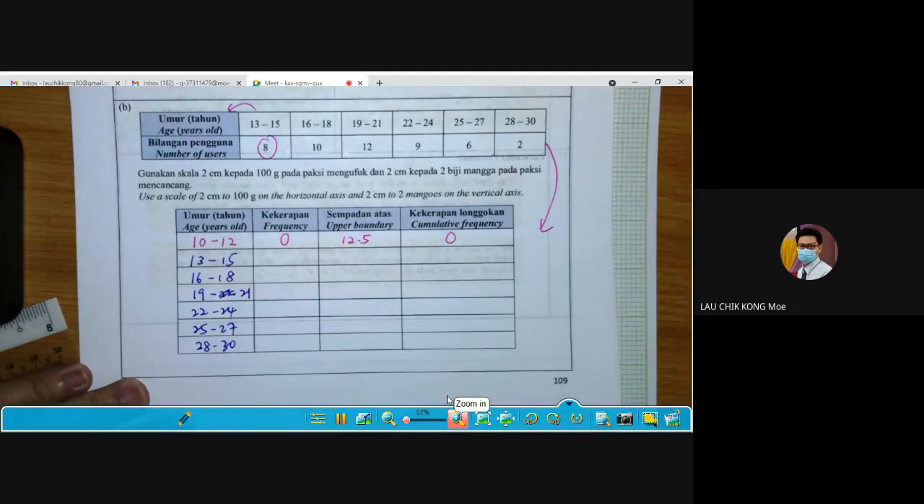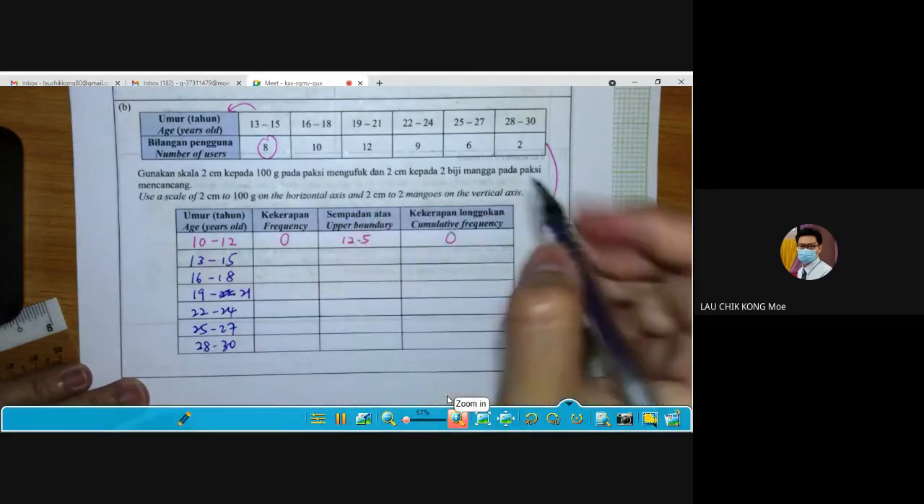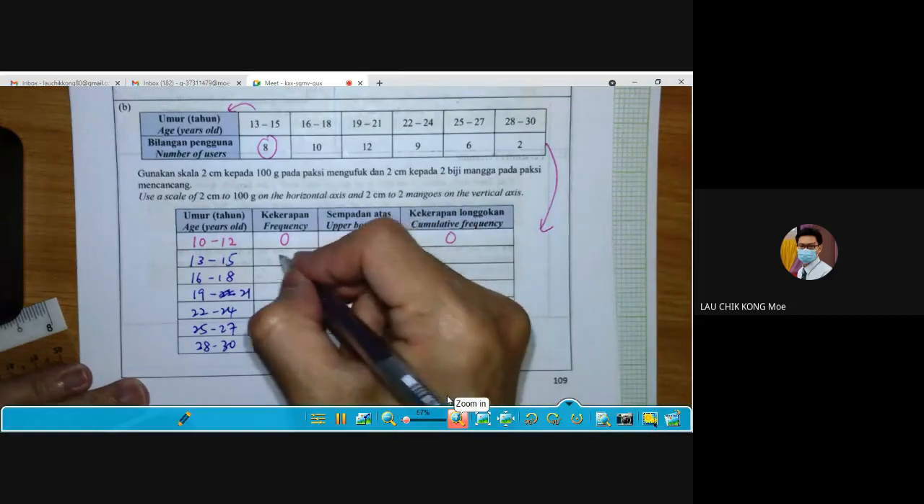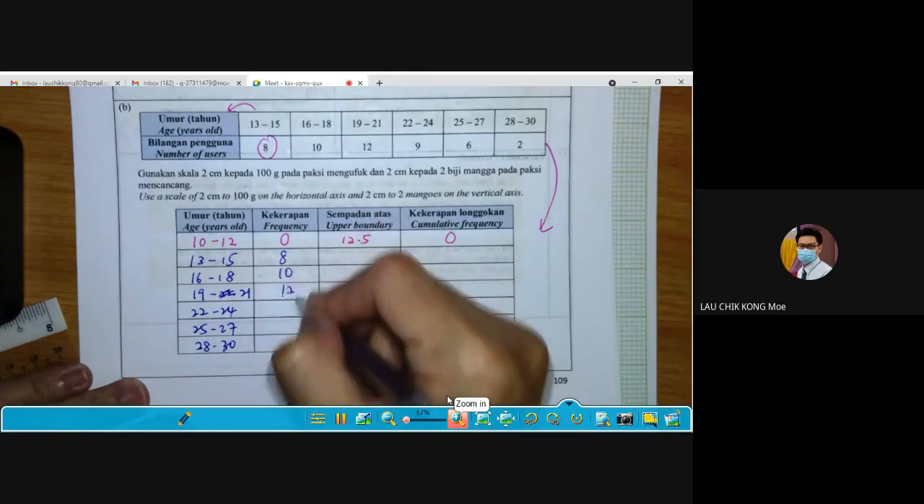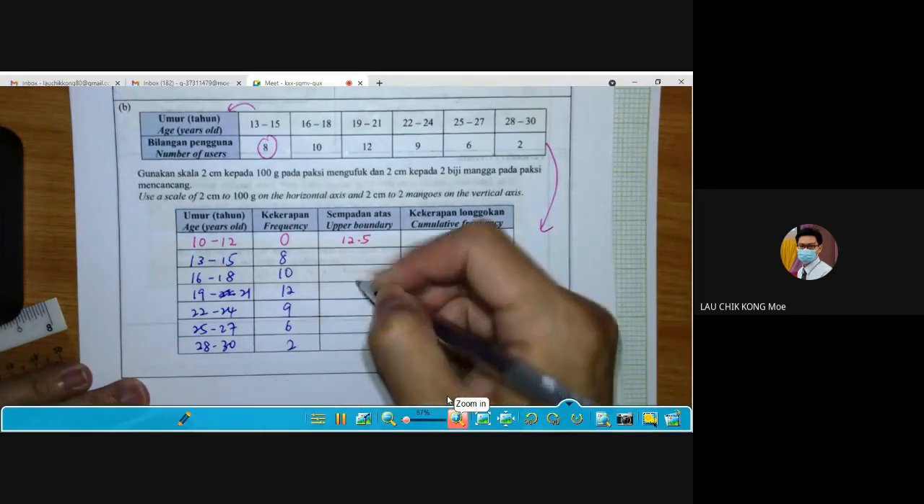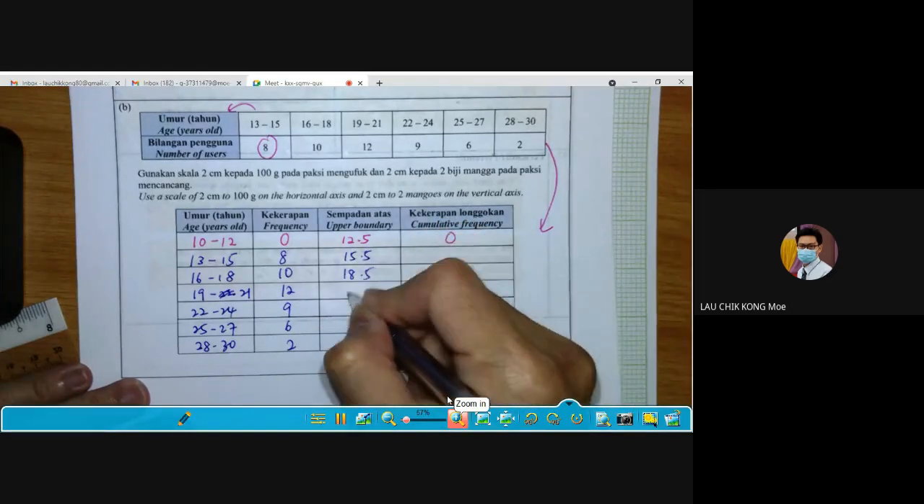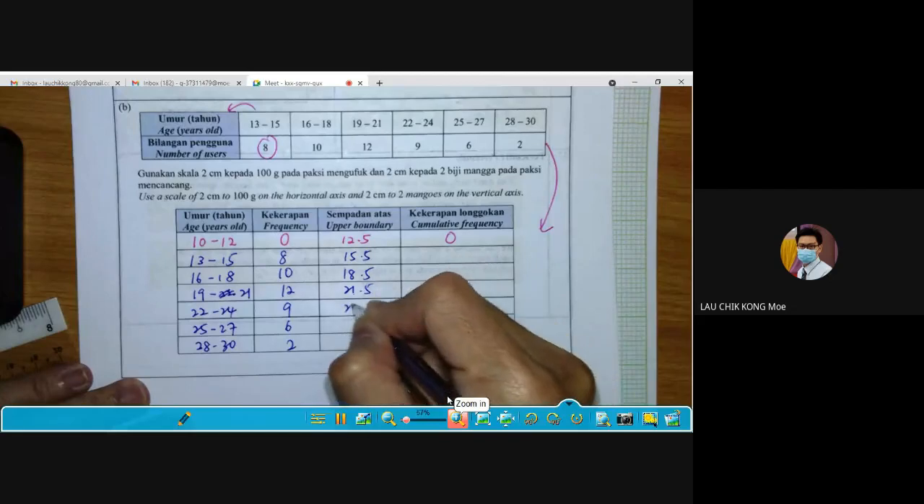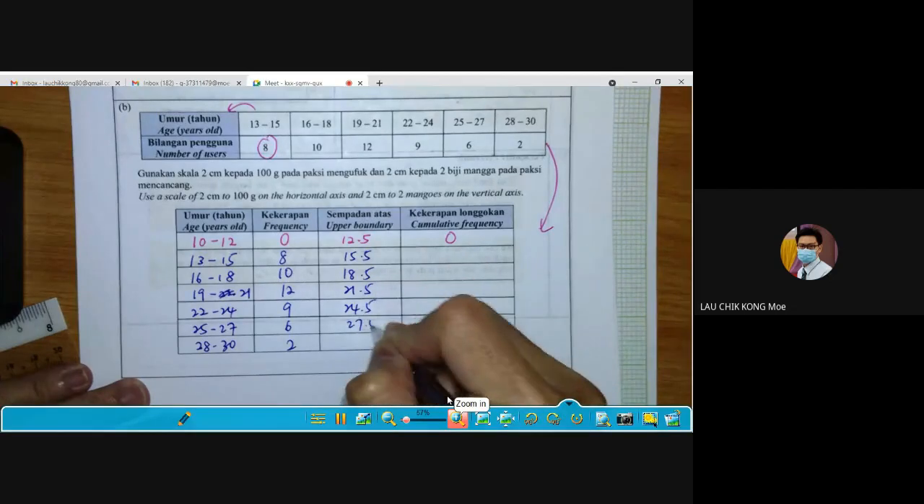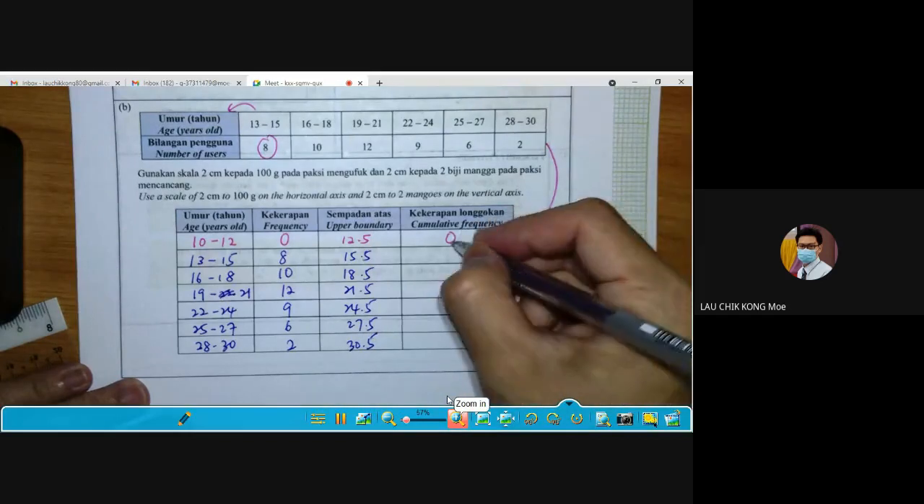Okay, and then the frequency is: 0, 8, 10, 12, 9, 6, 2. So upper boundary, very easy: 15.5, 18.5, 21.5, 24.5, 27.5, 30.5. And then cumulative frequency, 0.